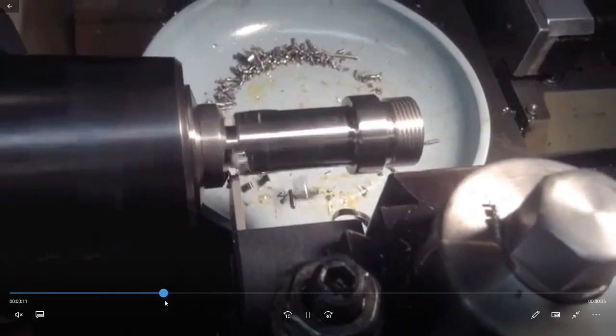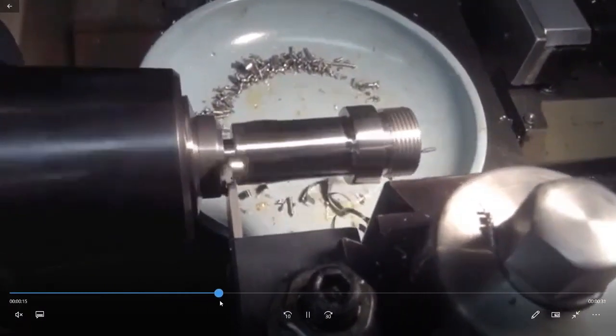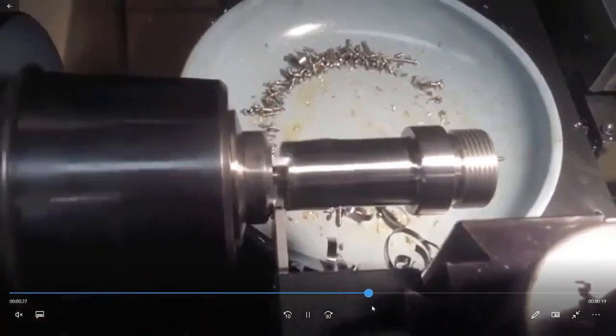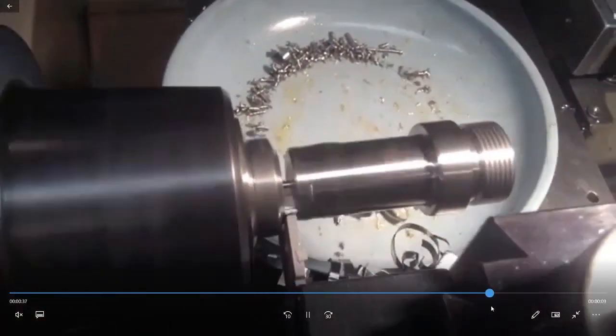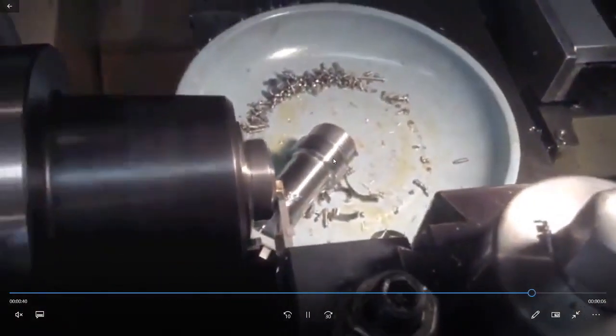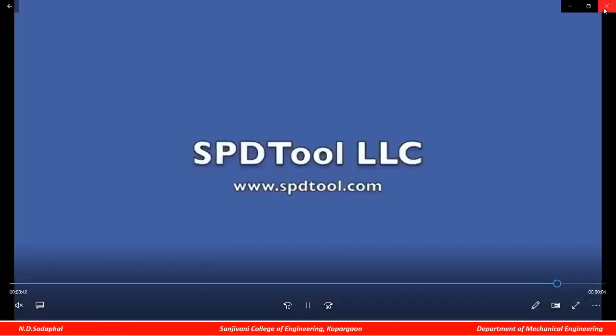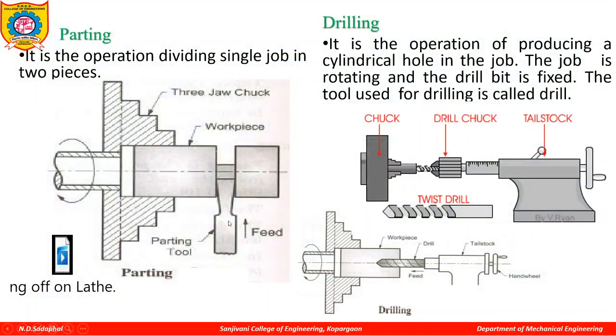You can see, until the job is separated, you have to make a groove. So the tool is moving perpendicular to the axis of the workpiece, and the job is separated. So this is called the parting operation.